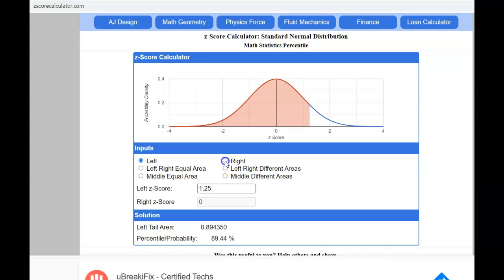If I was asking for someone greater than 1.25, again, I would need the shading above that z-score. And so I would report the probability is 10.56%. Or if I was asked to report something in proportions, it would be 0.1056.